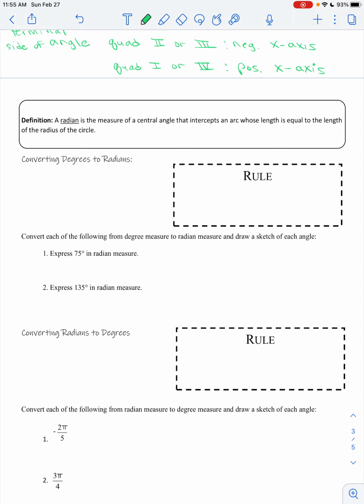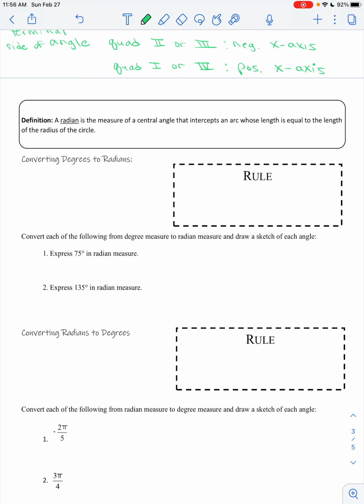The last part of the lesson today is converting from degrees to radians or radians to degrees. So a radian is a measure of an angle, a central angle, that intercepts an arc whose length is equal to the radius of a circle. So I do have a little demonstration about this that I'll show you tomorrow. But for now, I'm just going to show you how to convert.